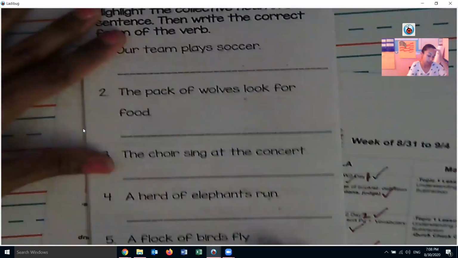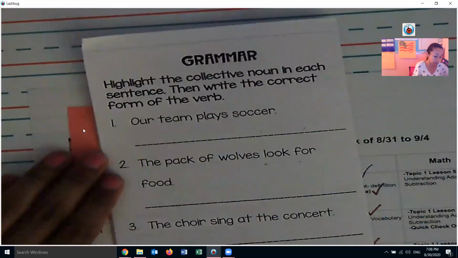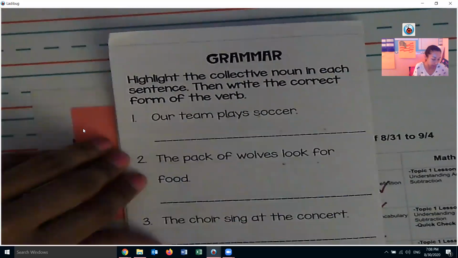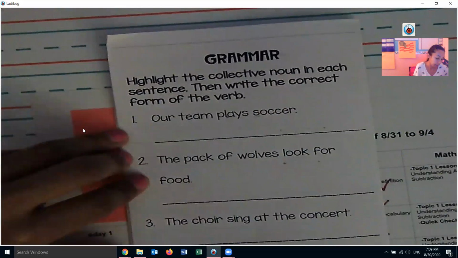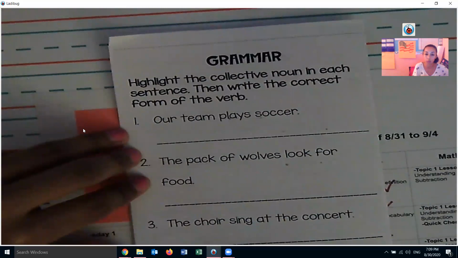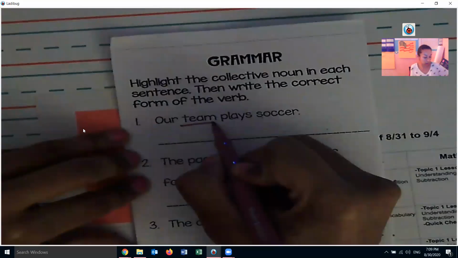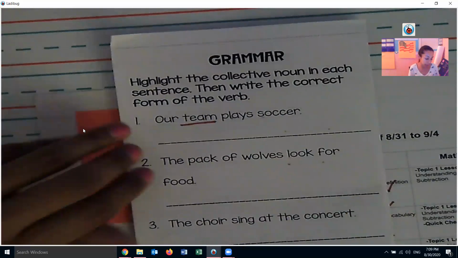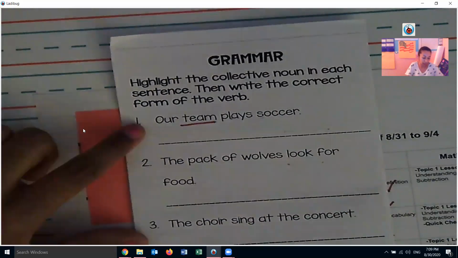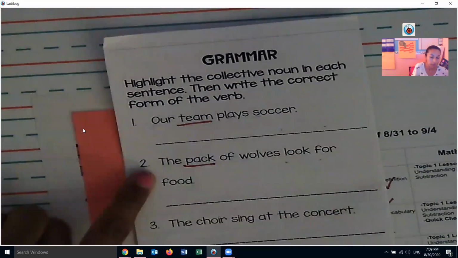Right behind it, it says highlight the collective noun in each sentence, then write the correct form of the verb. First I'll underline, just because I don't have a highlighter handy here. Highlight the collective noun, the word that tells you it's a group of something. Our team plays soccer. And then the verb, the action, plays. I think it makes more sense with plays. The pack, so pack is the collective noun there, the group.